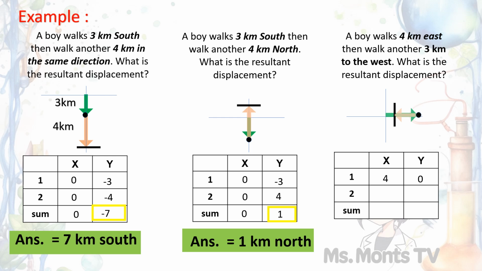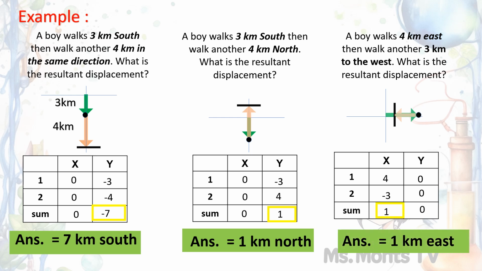The x is 4 going to the east, and the y is 0. And then the second one is 3 kilometers west, negative 3 and 0. So 4 and negative 3 is 1. So what's the direction? Going to the east because it is positive. 1 kilometer east.